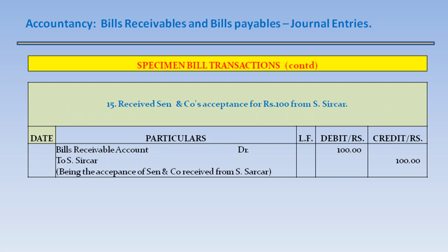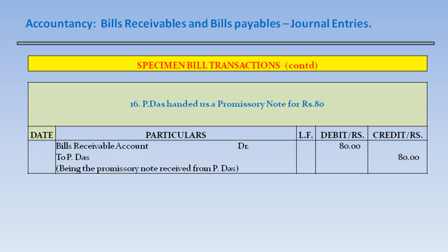15. Received Sen and Company's acceptance for Rs 100 from S. Sarkar. Bills receivable account debit to Sarkar 100 rupees, being the acceptance of Sen and Company received from Sarkar. 16. P. Das handed us a promissory note for Rs 80. Bills receivable account debit to P. Das 80 rupees, being the promissory note received from P. Das.